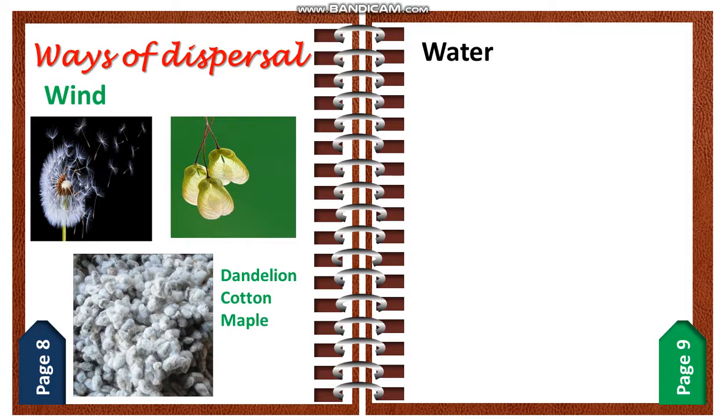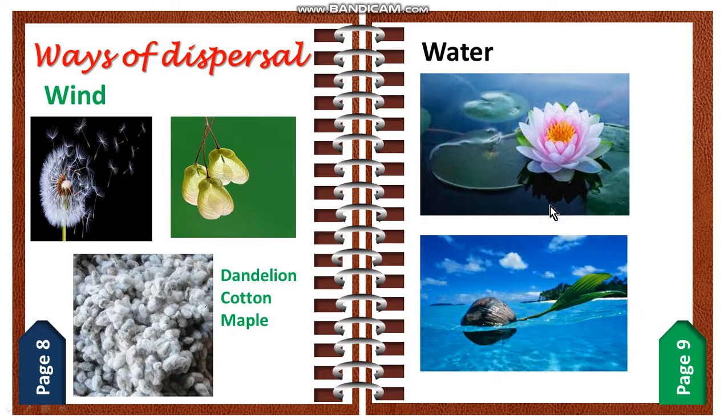Now, let us talk about water. What are the seeds which get dispersed by water? The first names which come to your mind are lotus and coconut. Plants that grow in or near water get their seeds and fruits dispersed in the water. Seeds of plants like lotus and coconut have a spongy or fibrous covering that helps them to float on water. As you can see in the picture, the lotus and coconut are easily floating over the water.